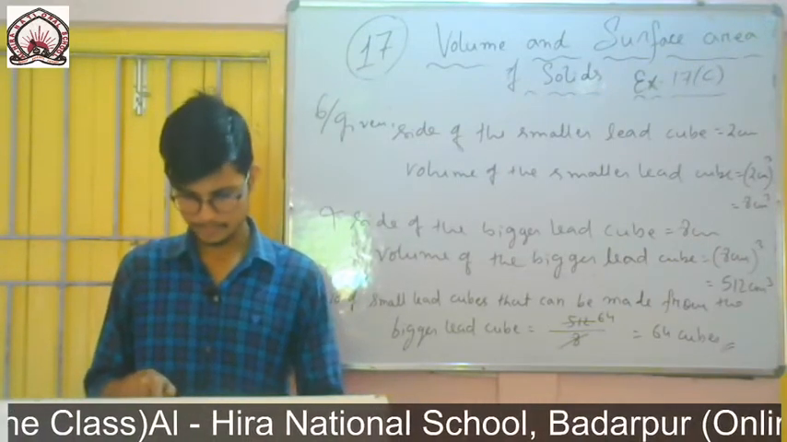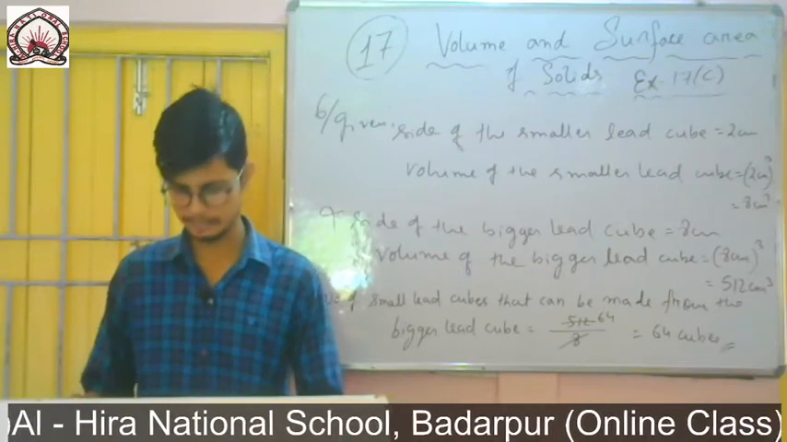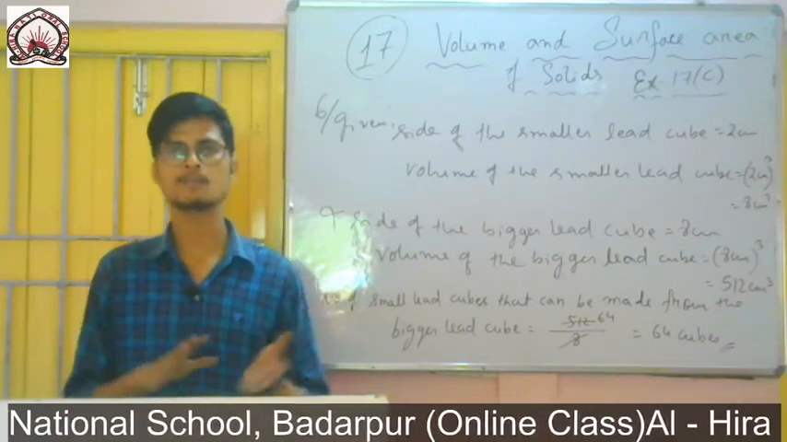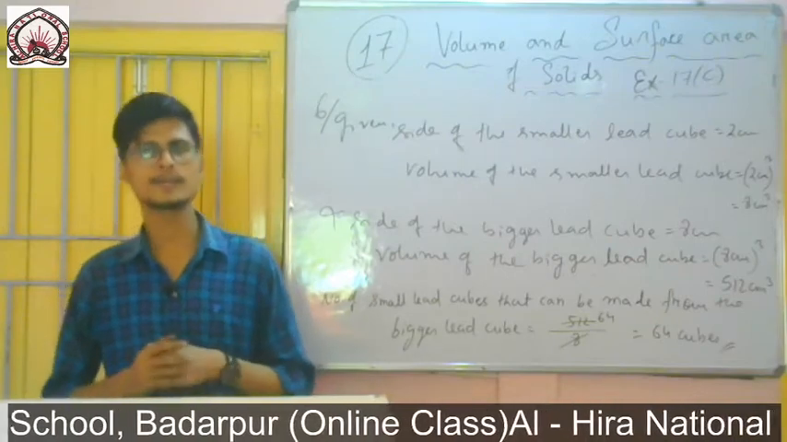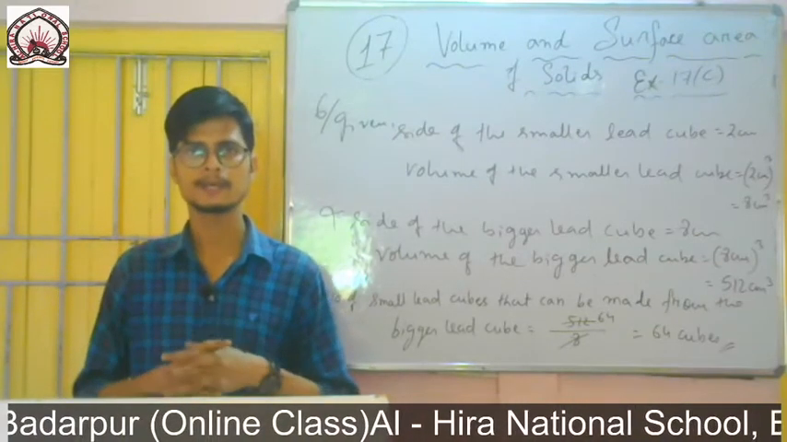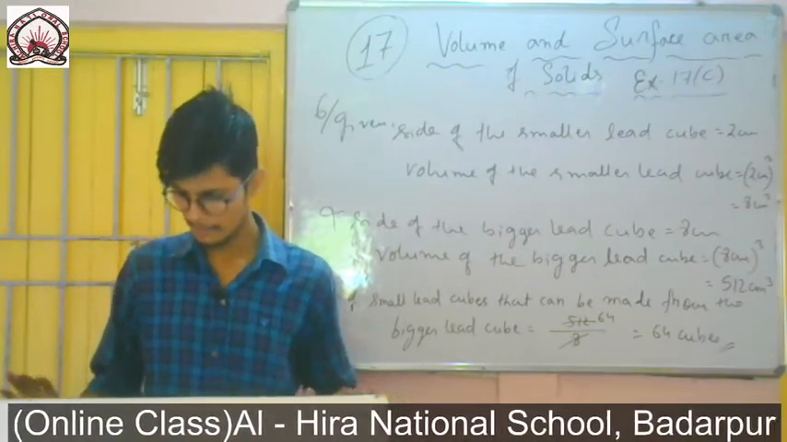You see first, the edge of the cube is given 20 centimeter. You write it like this. Then you find the volume of this cube. It will be 20 into 20 into 20. That means 8000 centimeter cube.